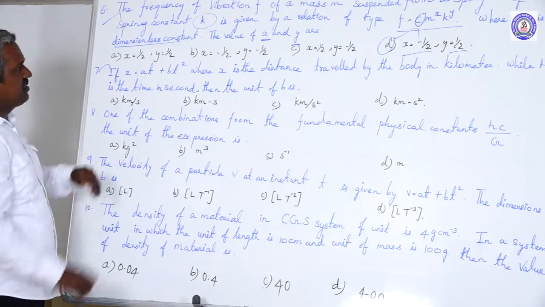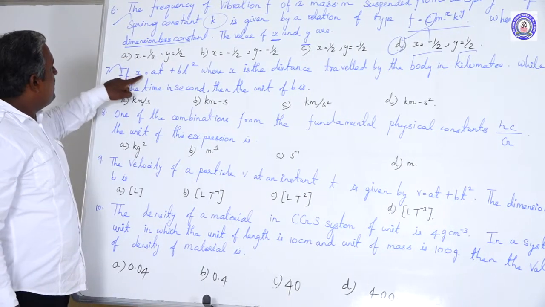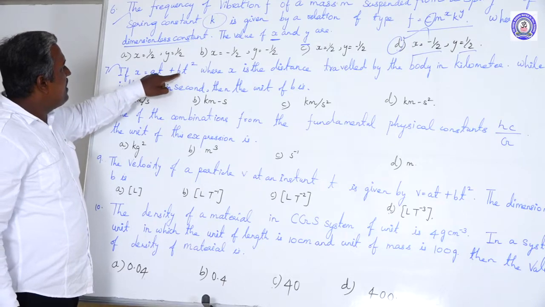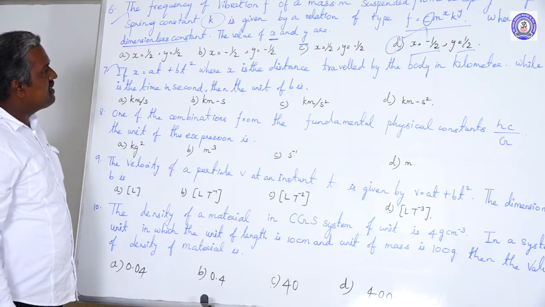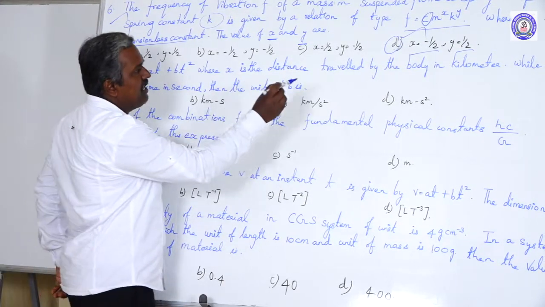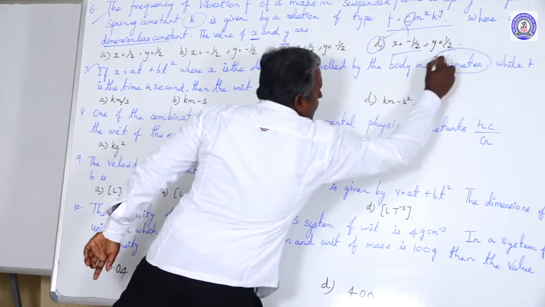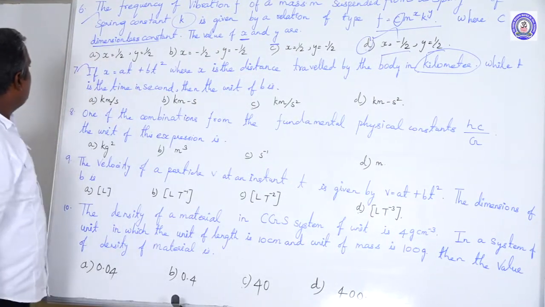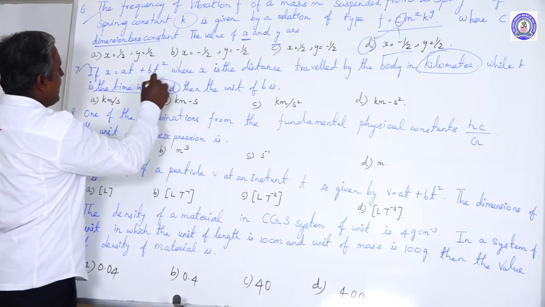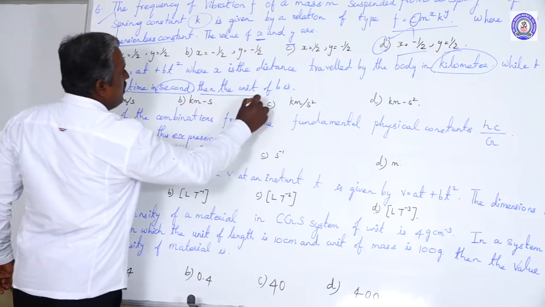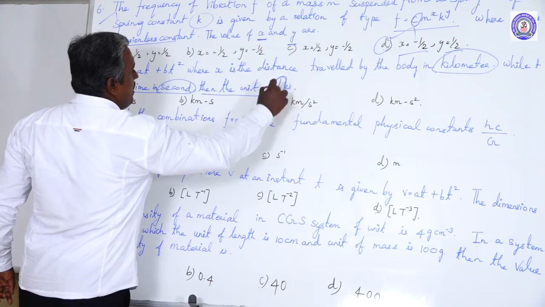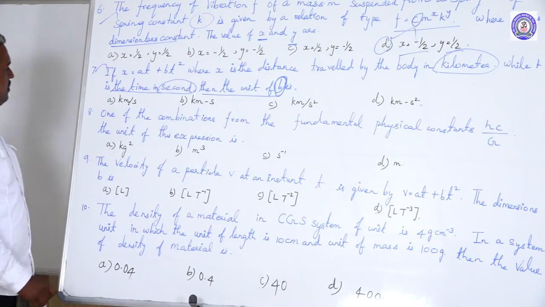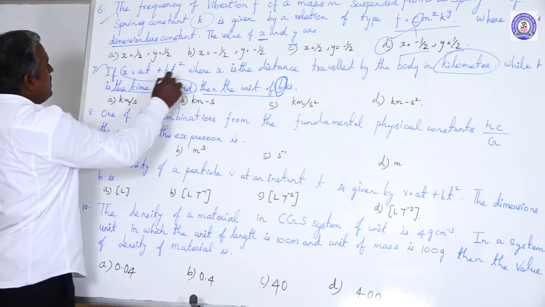Seventh one. Very simple this. If x is equal to at plus bt square, where x is the distance travelled by the body in kilometer, while t is the time in seconds, then what is the unit of b? Okay, here taking this equation.